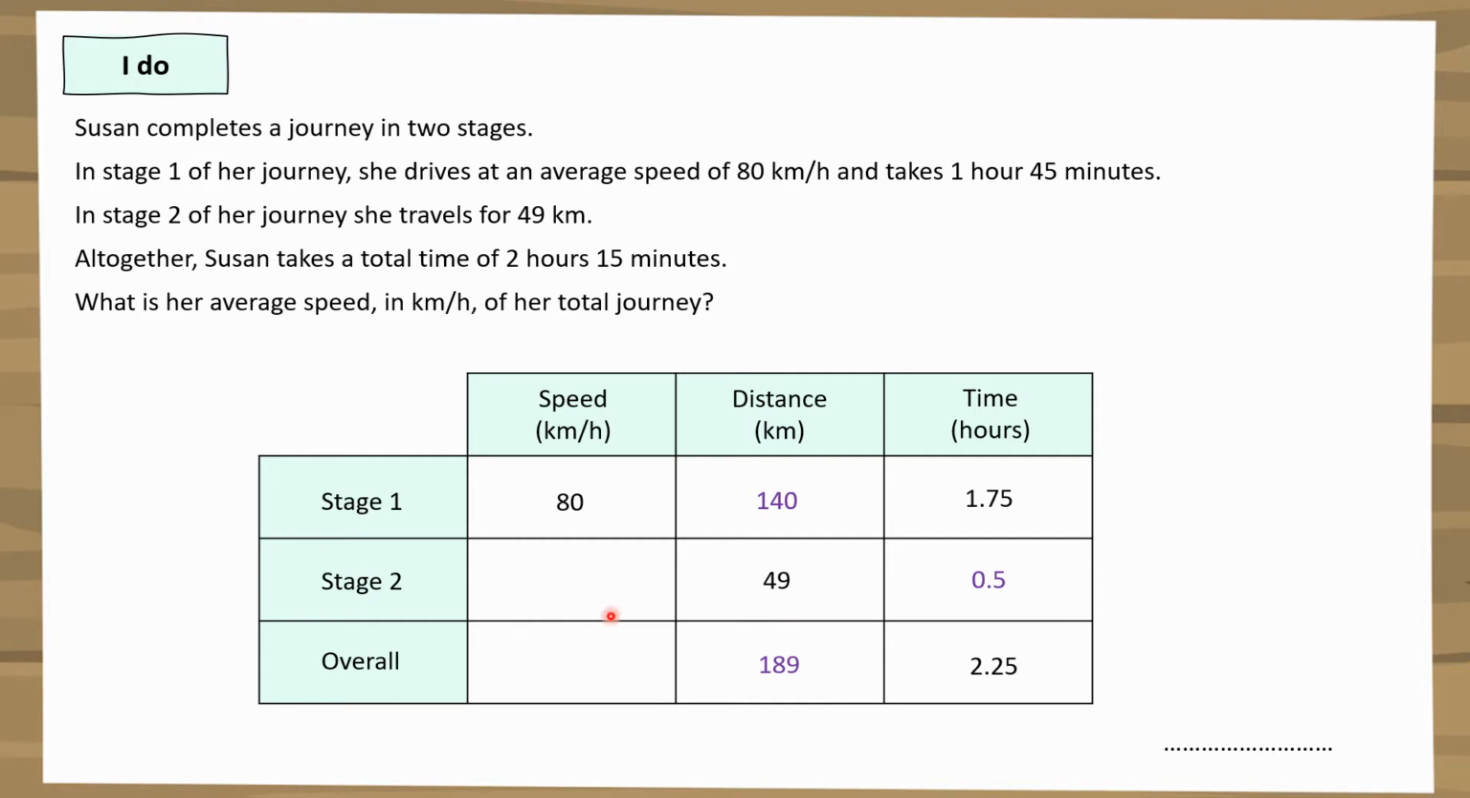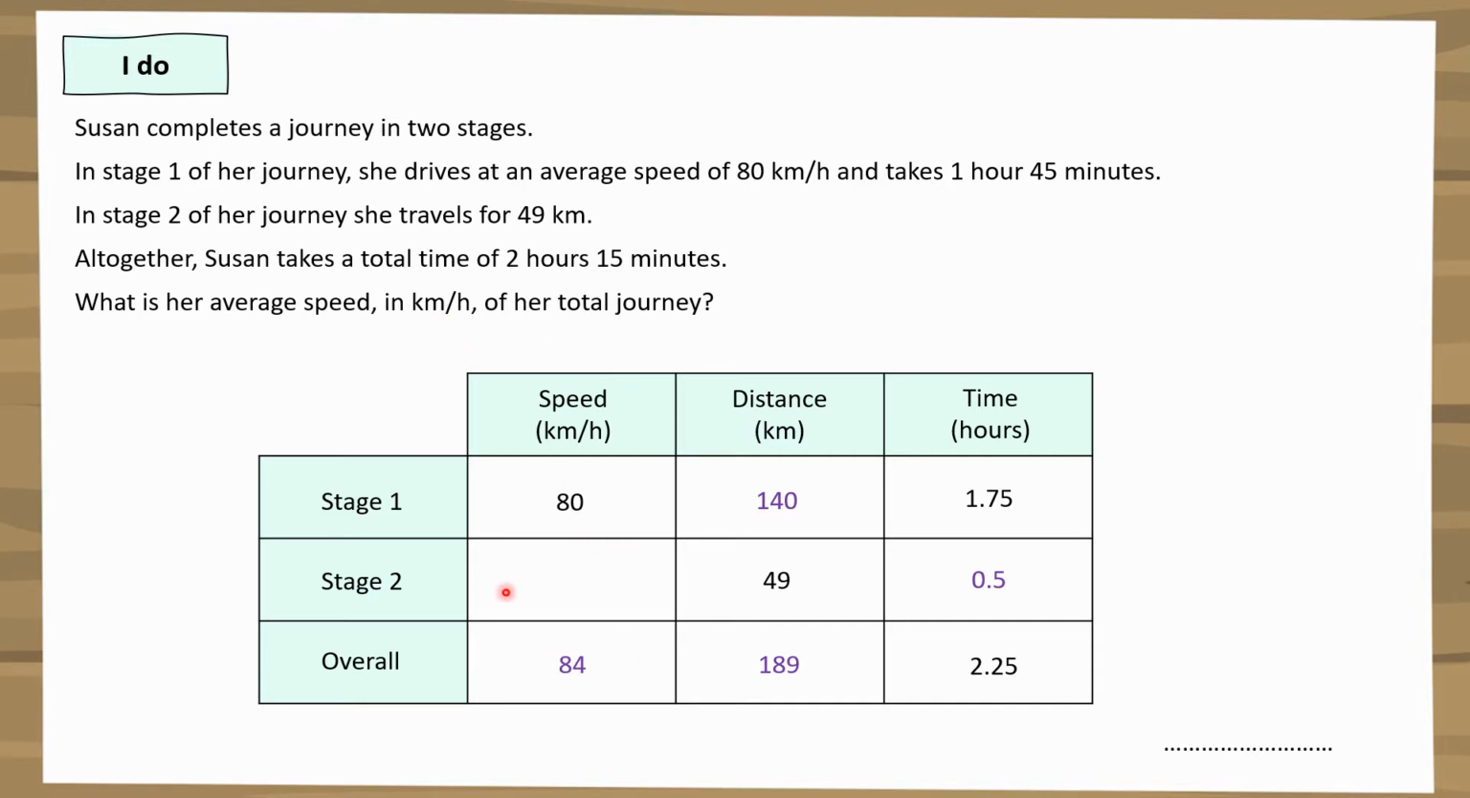And now I can find the overall speed because I know that the time taken for the entire journey was 2.25 hours or 2 hours 15 minutes. The overall distance is 189 kilometers, so speed is distance divided by time. So in my calculator, if I do 189 divided by 2.25, I get 84, and that is actually the question.